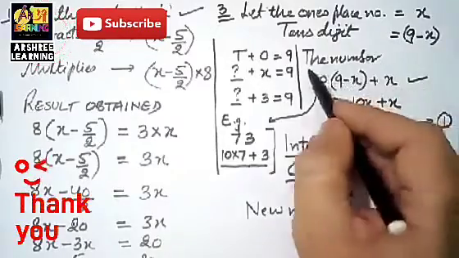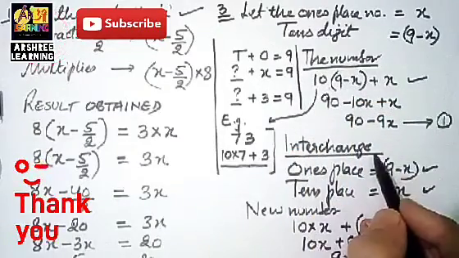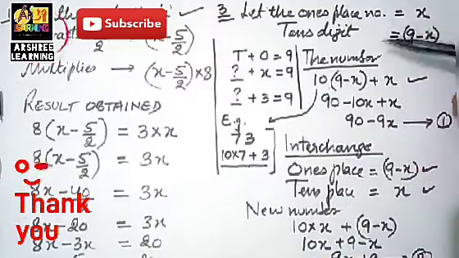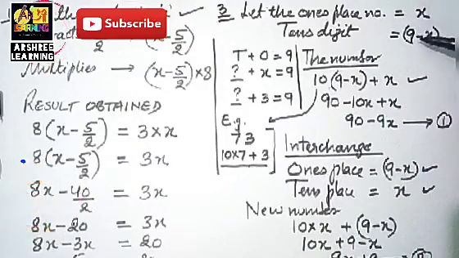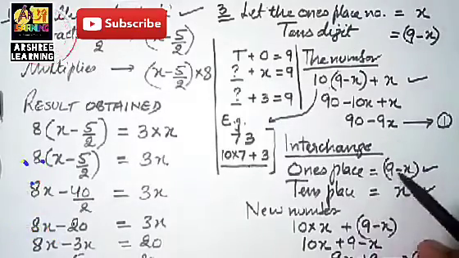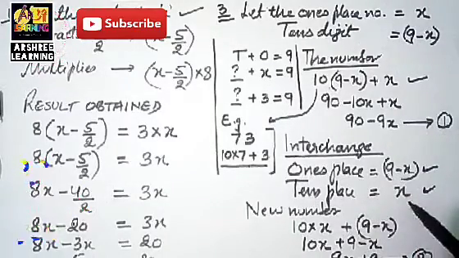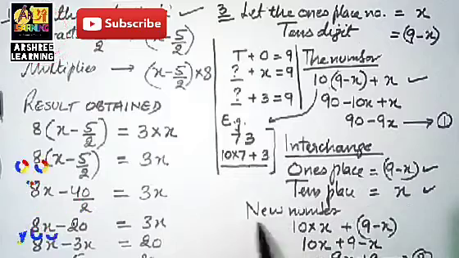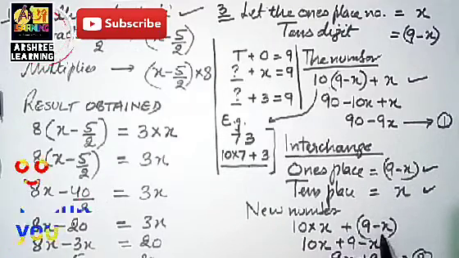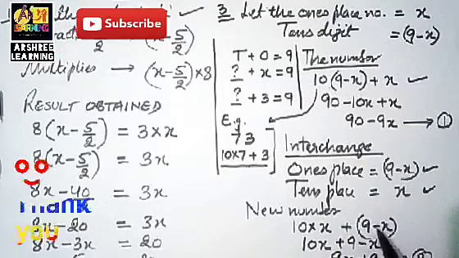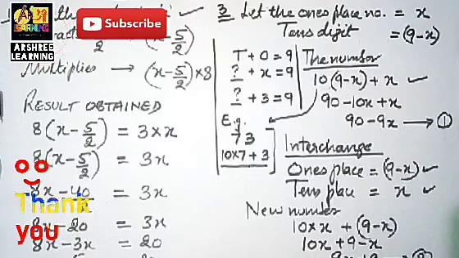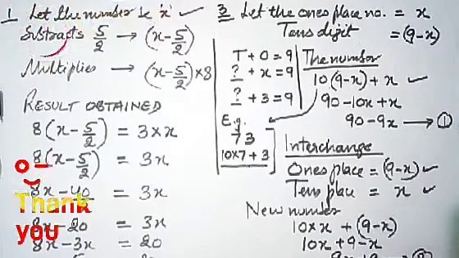The next part of the question says to interchange the number. Interchange means the ones and the tens place positions are changed. x becomes the tens place and 9 minus x becomes the ones place. So the ones place is this and the tens place is x. Now the new number will have 10 into the tens place number plus the ones place number. So 10 is multiplied with x and the ones place is added, and then you simplify, it will give you the second equation. So these are the two equations which we get.